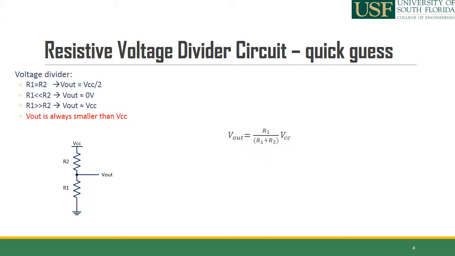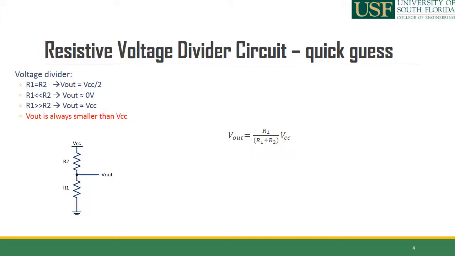Considering this equation describing the output voltage of a voltage divider, we can see clearly that if the two resistors R1 and R2 are identical in value, the output voltage must be half of the total voltage. So when R1 is equal to R2, Vout would be VCC over 2. And if R1 is much smaller than R2, we expect the fraction to be much closer to 0, meaning that Vout is practically almost 0.